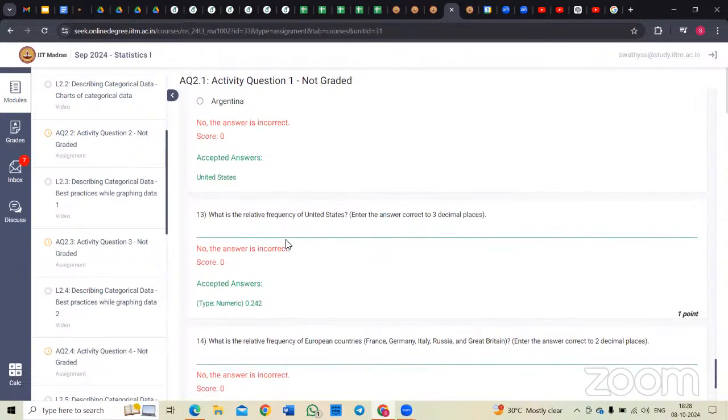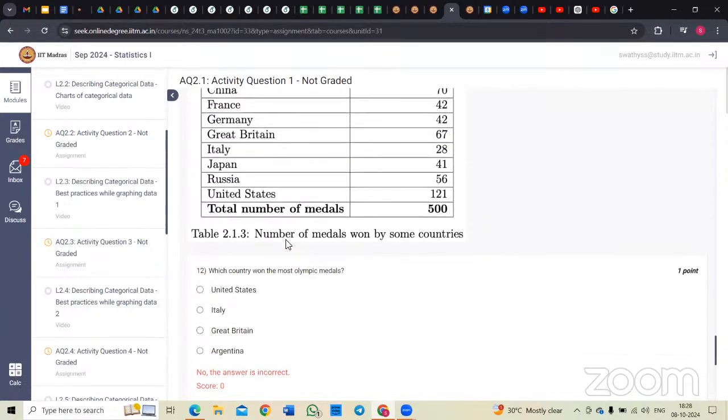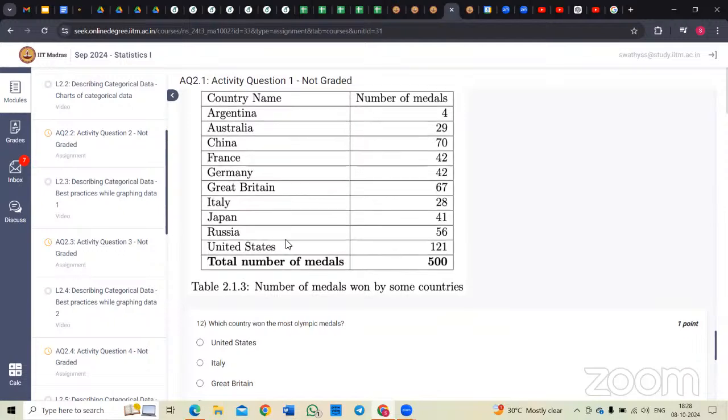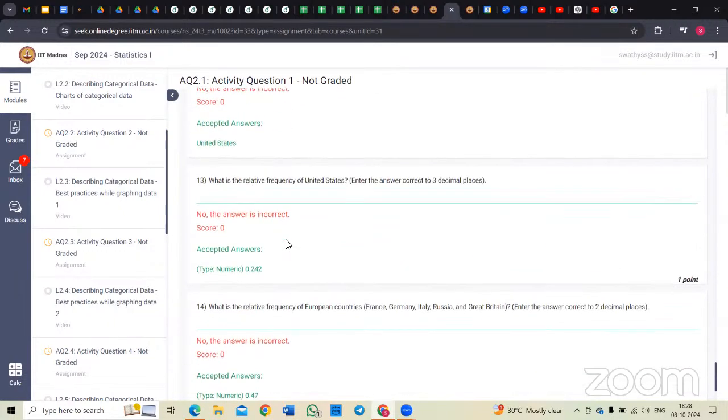नहीं मैम, आंसर तो करेक्ट है, कैलकुलेट करके देख लीजिए। How do you calculate the relative frequency? Relative frequency is frequency divided by the total frequency, right? What is the frequency of United States? 121, right? Divided by 500. It's coming 0.242. Yes ma'am, we did it with a calculator.